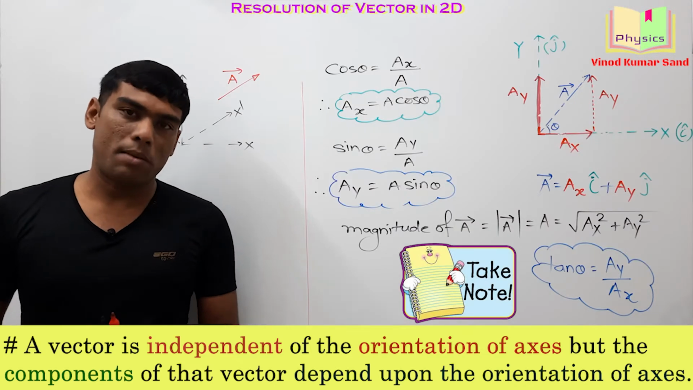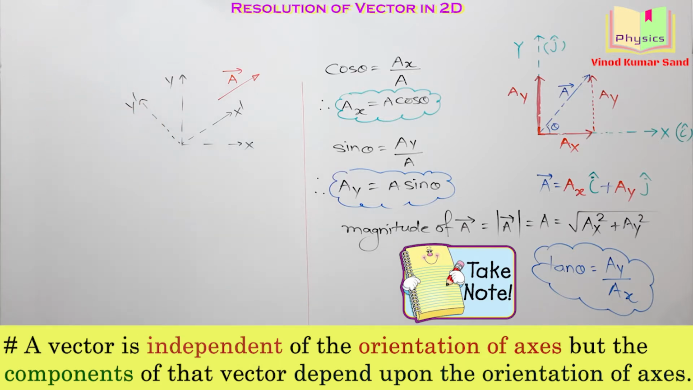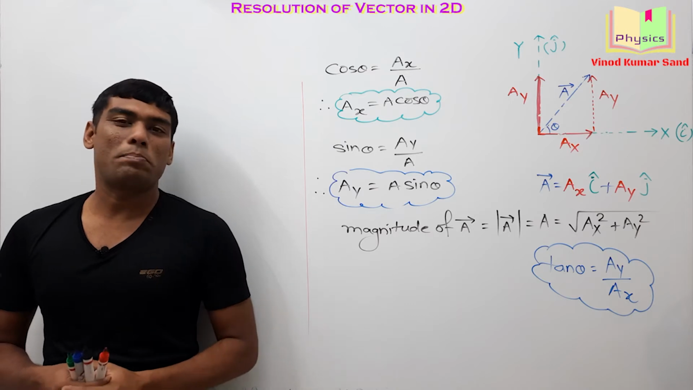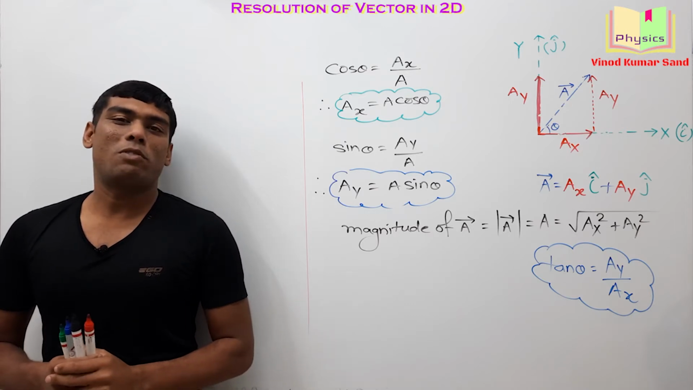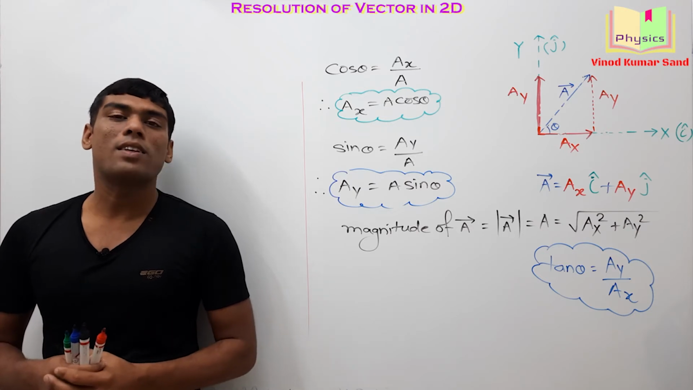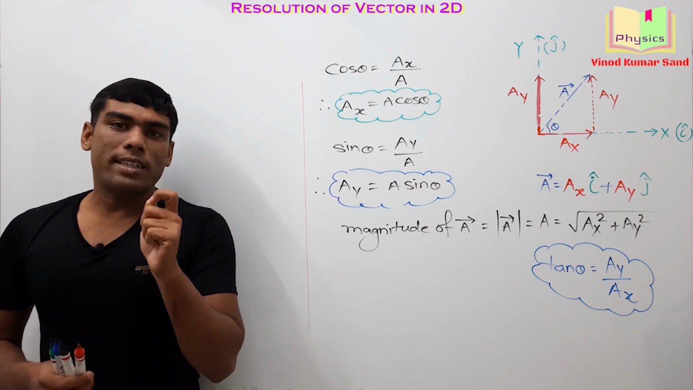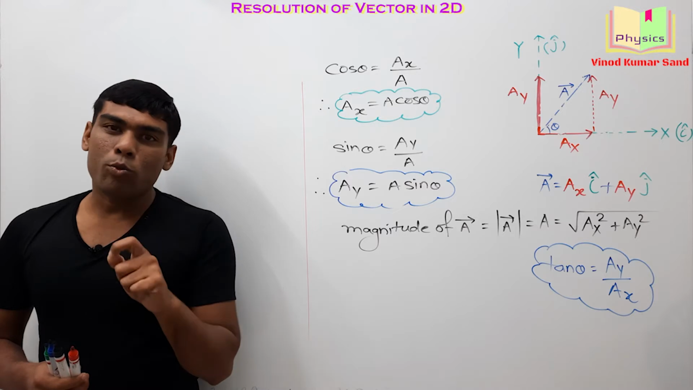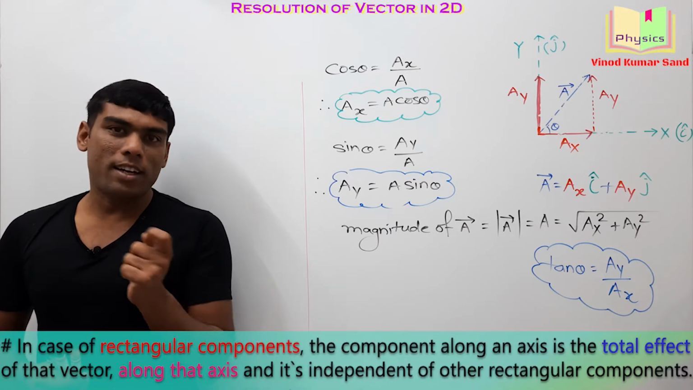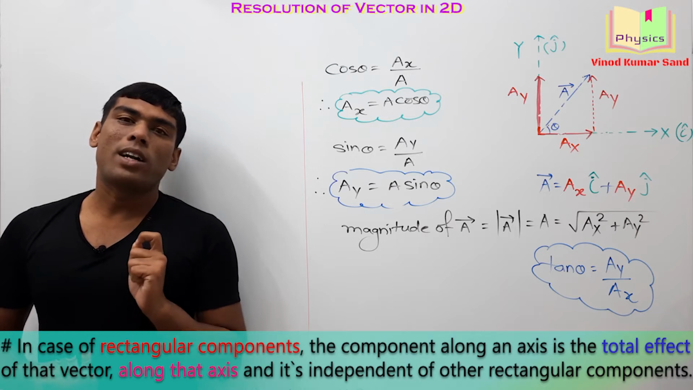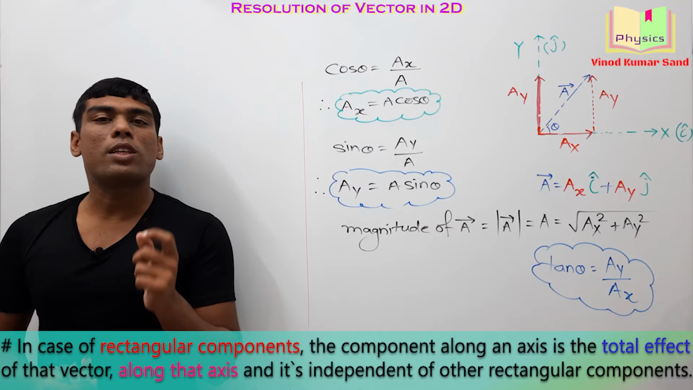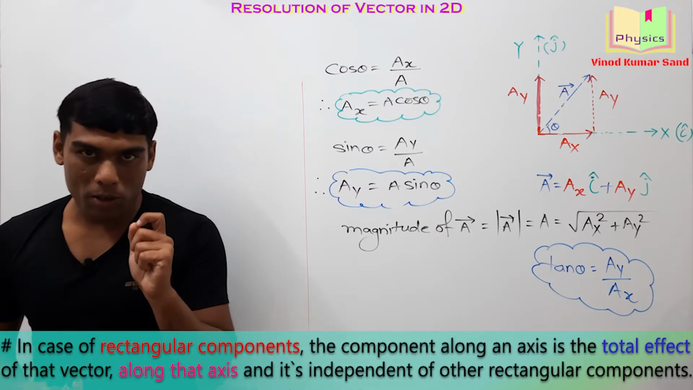We will see a good example on this. Now taking up the fifth point, and it's super important. It will be extensively used in the chapter projectile motion and many other chapters. The rectangular component of a vector represents the total effect of that vector along that particular axis, and this effect is independent of the other rectangular components.